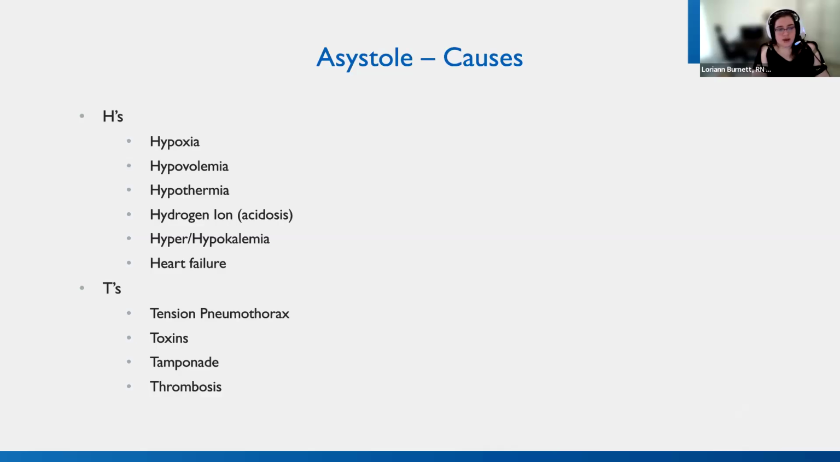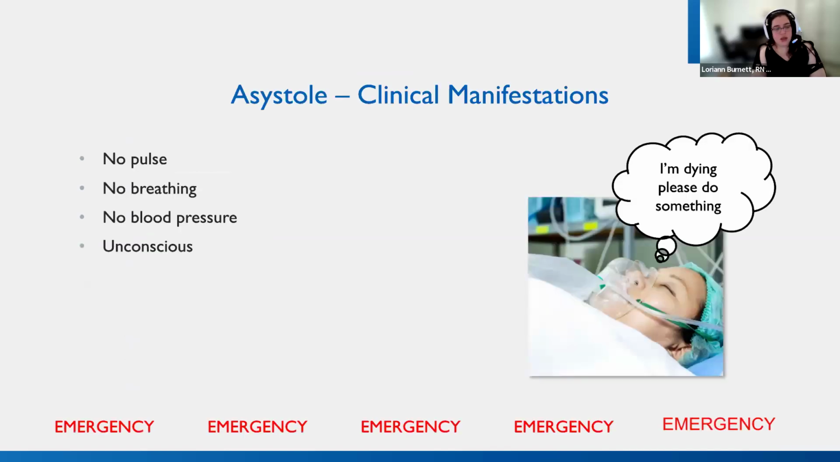Asystole is usually caused by severe abnormalities. We have our H's and T's: hypoxia, hypovolemia, hypothermia, acidosis, hyper or hypokalemia, heart failure, tension pneumothorax, toxins, tamponade, and thrombosis. But either way, there is no electrical activity. So they are unconscious. They are on their way to being dead if they're not there yet. No pulse, no breathing, no blood pressure, no pulse ox.